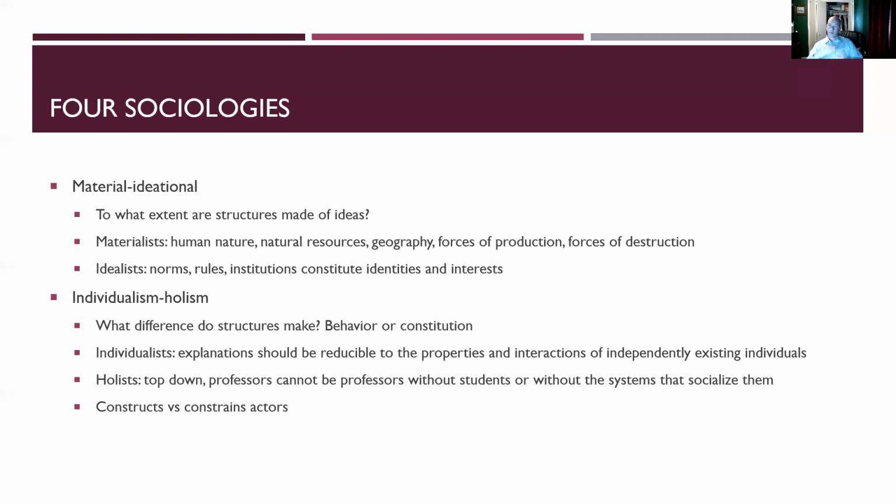The other axis, because these four sociologies are made up of two axes, right, where on one axis you've got material on this side, ideational on this side, and on the other one you've got individualism at the top and holism. And so you've got a materialist individualism, and then you've got a materialist holism, then you've got an ideational individualism and an ideational holism. I think that's all four, right? I think that's as many as you can make with those two axes.